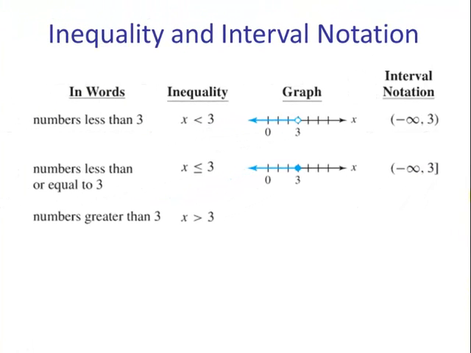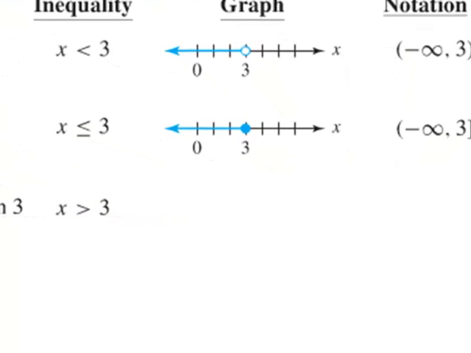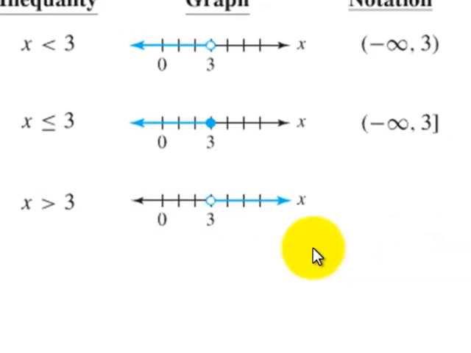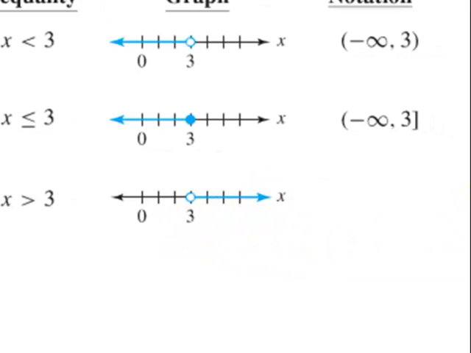Numbers greater than 3 would be x is greater than 3. The graph would look like this. Now it's numbers to the right of 3, but again we have an open circle here because it can't equal 3. And then with the interval notation, we would start with 3 and go to positive infinity. Parenthesis here for the 3 because it can't equal 3. And of course, anytime we have infinity or negative infinity, we can never equal it. So it's always going to be a parenthesis here.